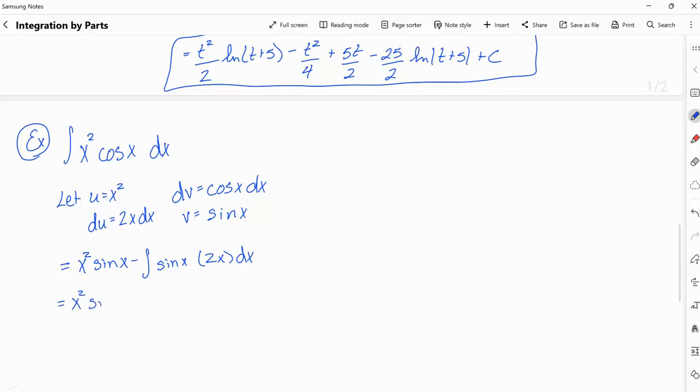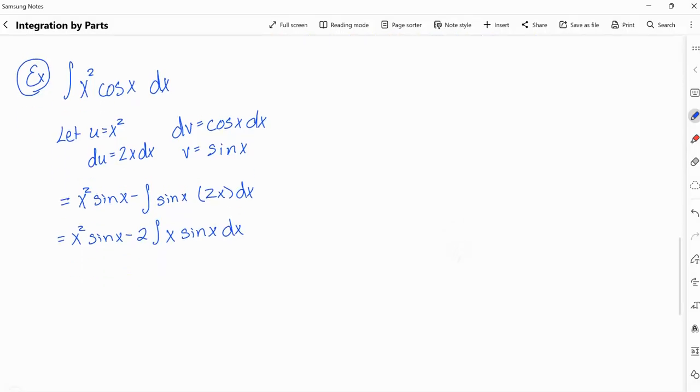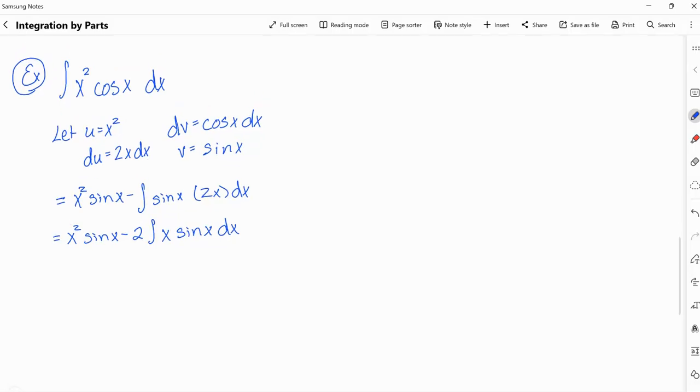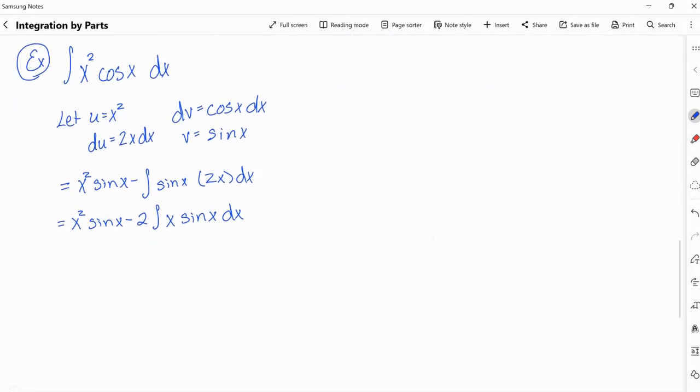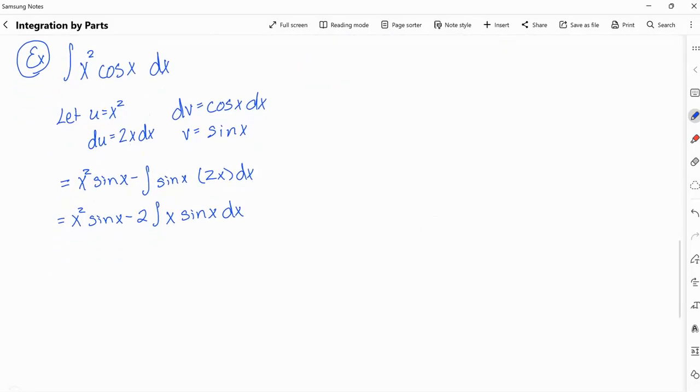We've got x squared sine of x. I'm going to pull that 2 out. I'm going to rewrite this as x times sine of x. Now, we don't have a formula for x sine of x, do we? So this is a key to let us know we're going to have to repeat integration by parts. It's possible that you'll have to repeat it 1 or 2 times or more. I've seen it happen more.